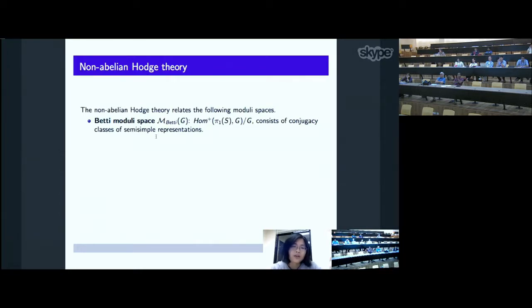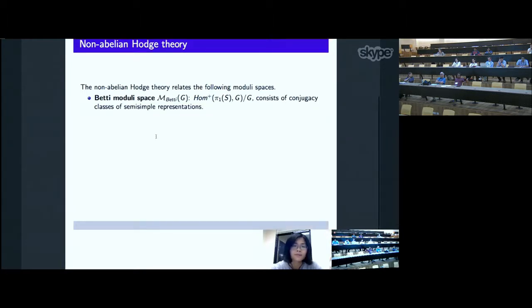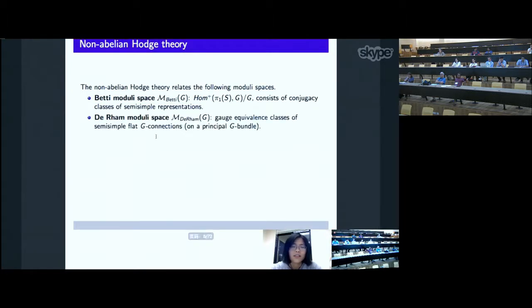Non-abelian Hodge theory relates several moduli spaces. First, we start with the Betti moduli space. It's all the conjugacy classes of semi-simple representations from the fundamental group to G as a Lie group. So the next moduli space is the de Rham moduli space. It's the gauge equivalence classes of semi-simple flat G-connections. So implicitly it's on a principal G-bundle.